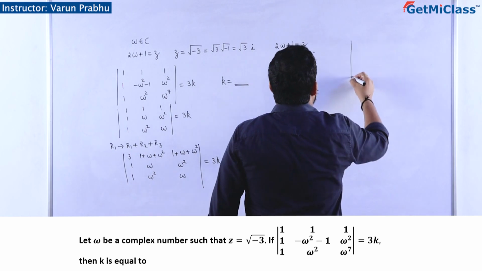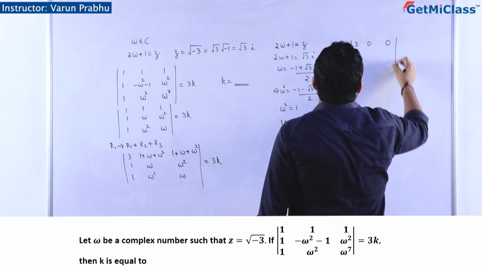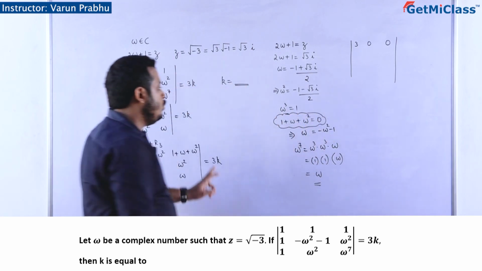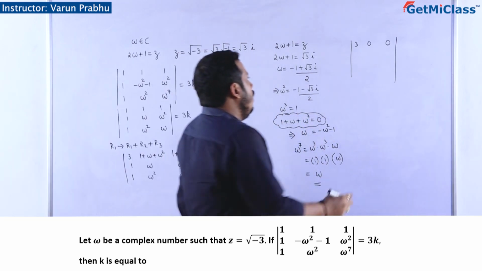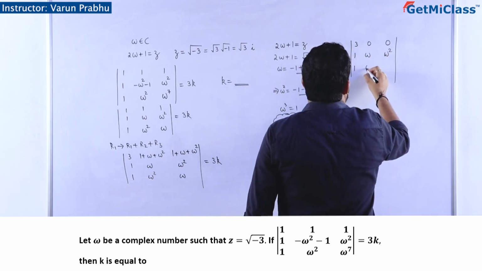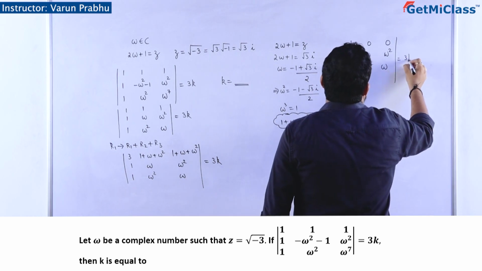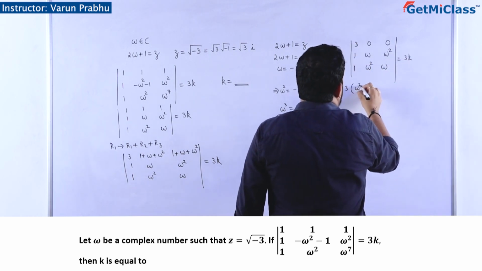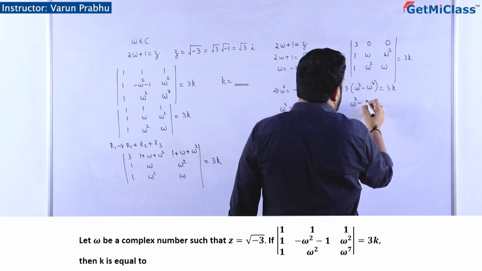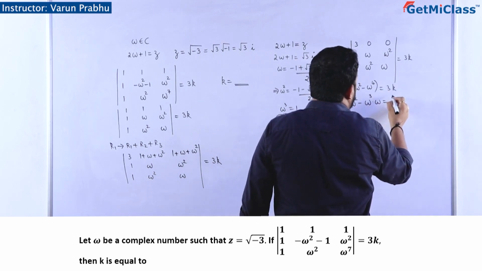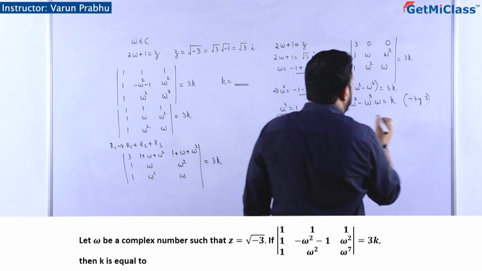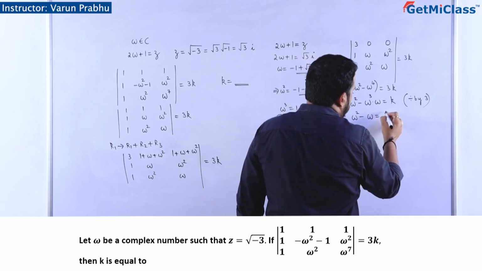So if you look at the determinant, this is 3, 1, omega square. See, 1 plus omega square will be equal to how much? From here, 1 plus omega square is equal to 0. Then 1, omega square, and then 1, omega square, omega should be equal to 3k. We'll expand this. 3 into (omega square minus omega to the power of 4) is equal to 3k. So omega square minus omega cube into omega is equal to k if you divide by 3. After dividing by 3, is it okay? So omega square minus omega is equal to k.